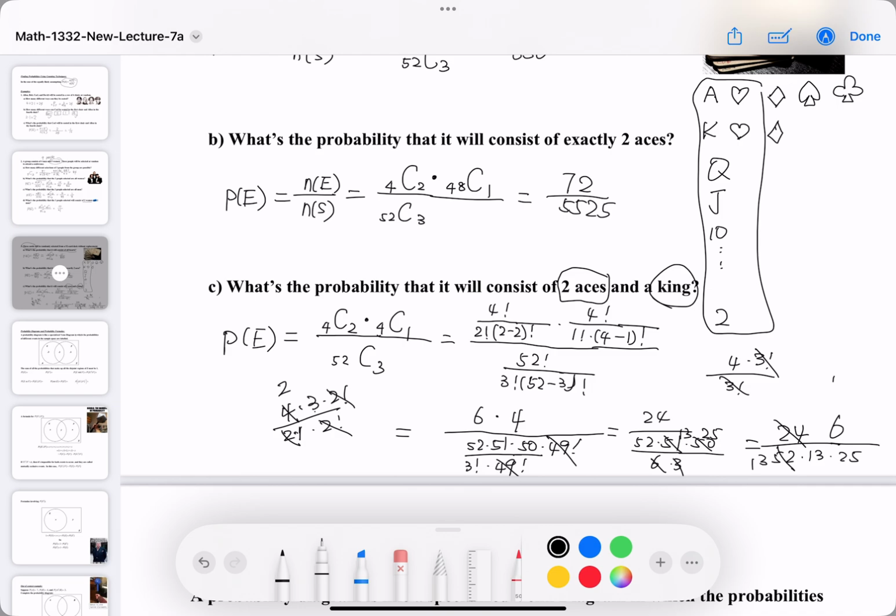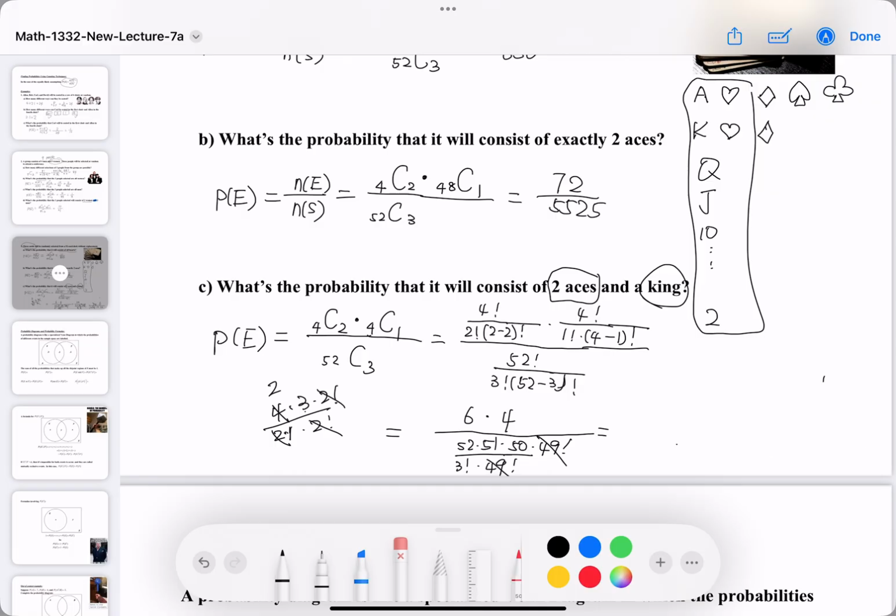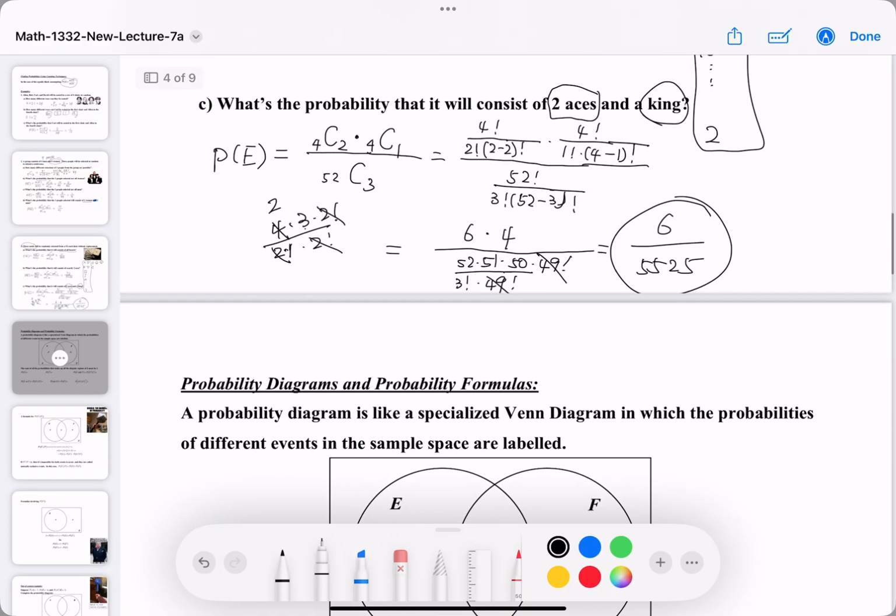So we multiply the bottom together. Let's clear all of this part. If I do the math, I'm going to have 6 over 5525. This is the probability. All right, let's make the screen clean.